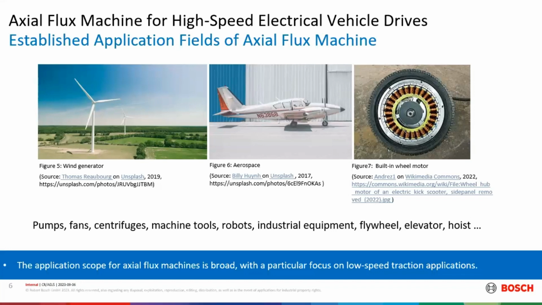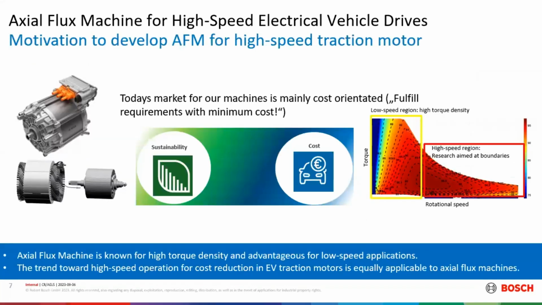In addition to that, axial flux machines are also suitable for various other applications: pumps, fans, centrifuges, machine tools, just to name a few. And they have also become integral in robots, industrial equipment, flywheels, and elevators, just to demonstrate a wide variety of applications. Here it is important to point out that axial flux machines are mainly established in low-speed traction applications, where they prove to be extremely effective. And my motivation stems from tangible market needs.